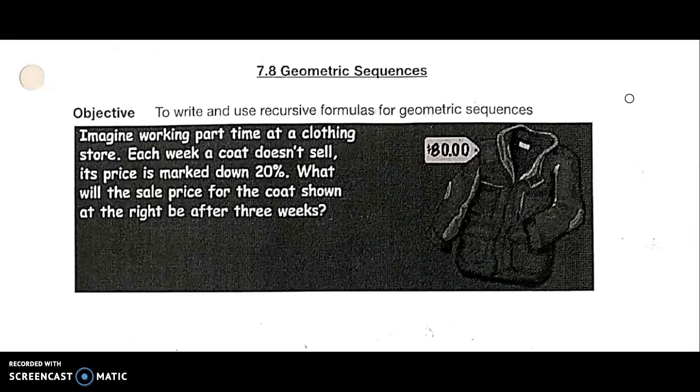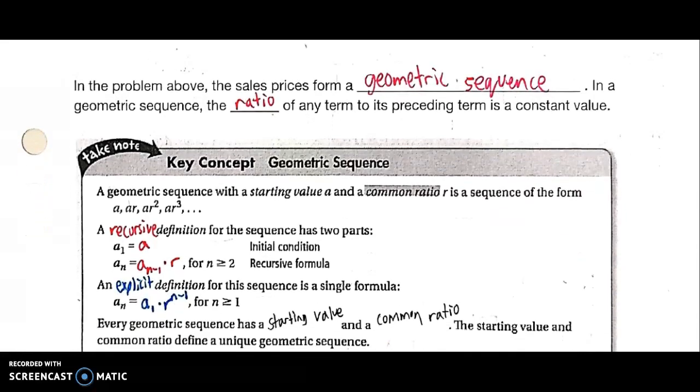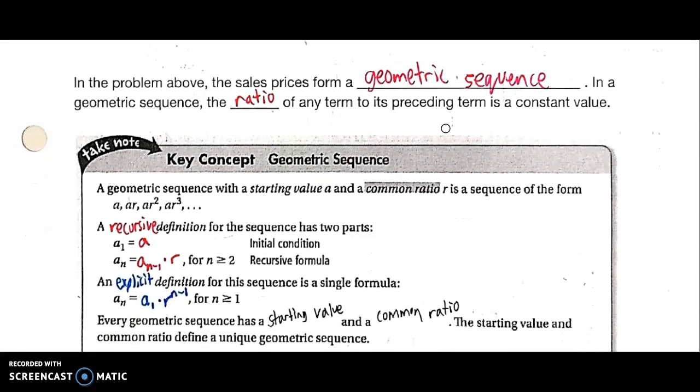Now that we've dealt with exponential functions, we're going to look at something that's related called geometric sequences in 7.8. We're going to be able to write and use what we call recursive formulas for geometric sequences. We're also going to have some explicit formulas for that too. But when we refer to a geometric sequence, sales prices in that last problem that we kind of skipped over, that would form a geometric sequence.